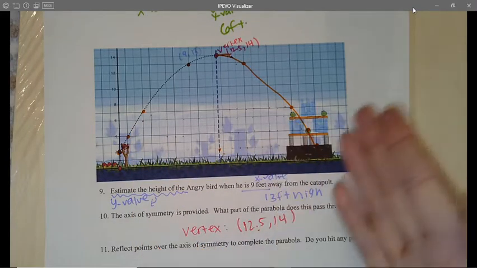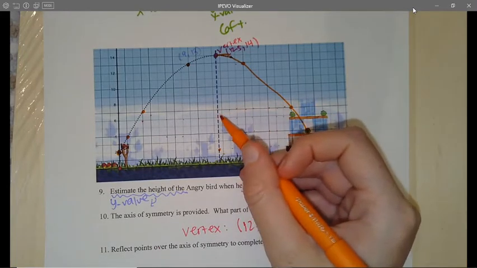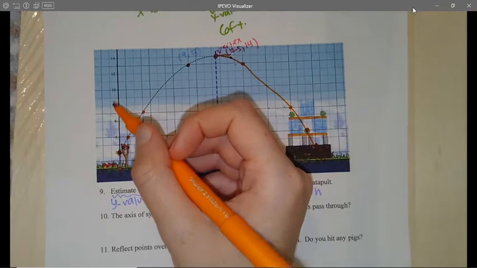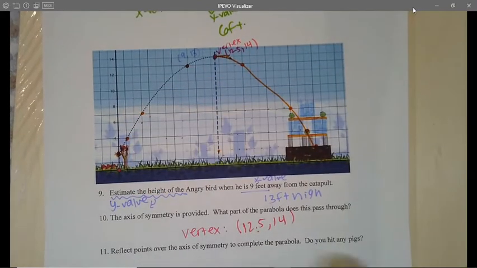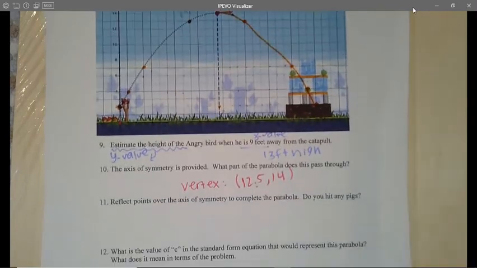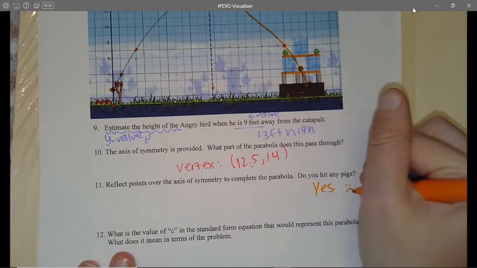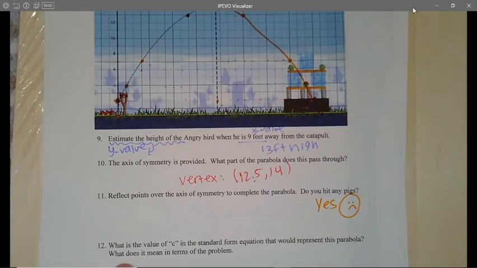Okay, so you could have started from the pigs and counted over to your axis of symmetry and then count the same distance over and see if you actually land on your parabola. So that could have been another way. But we're definitely going to hit this pig. So do we hit any pigs? Yes, unfortunately, we hit a pig, which is sad because we don't want to hit pigs.